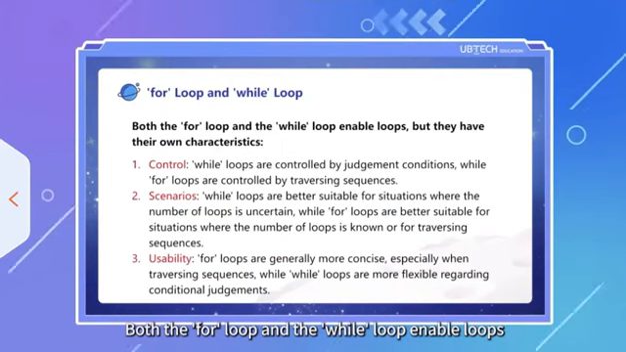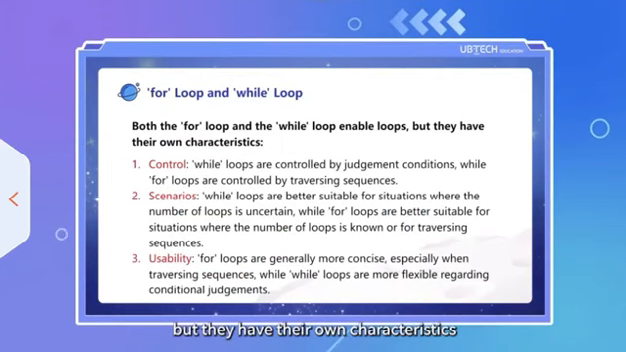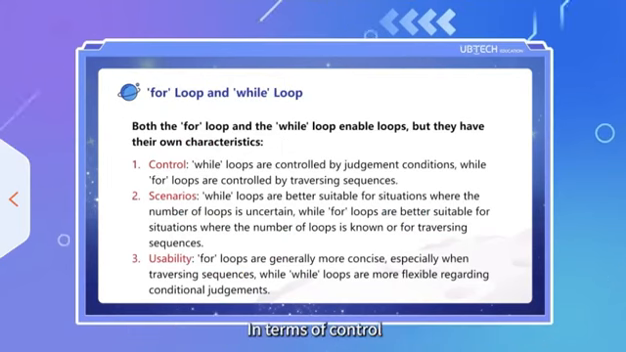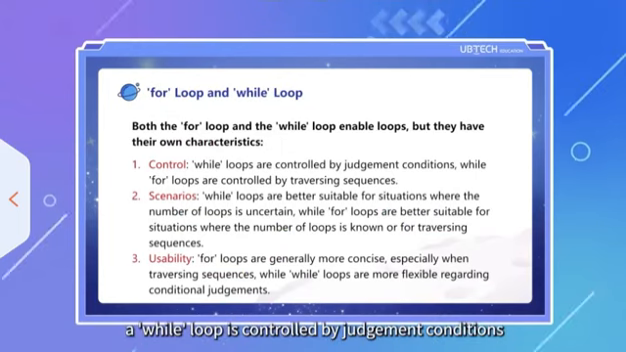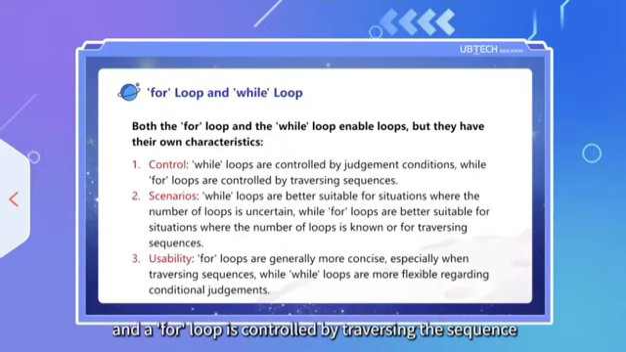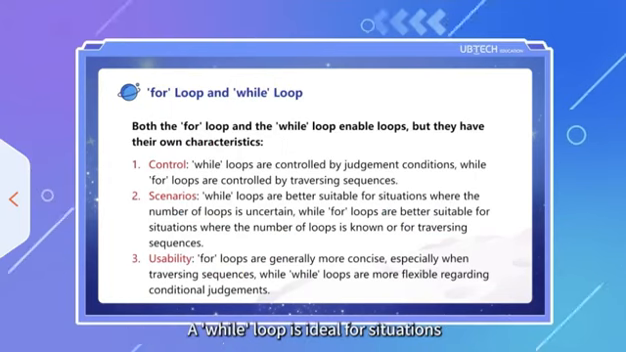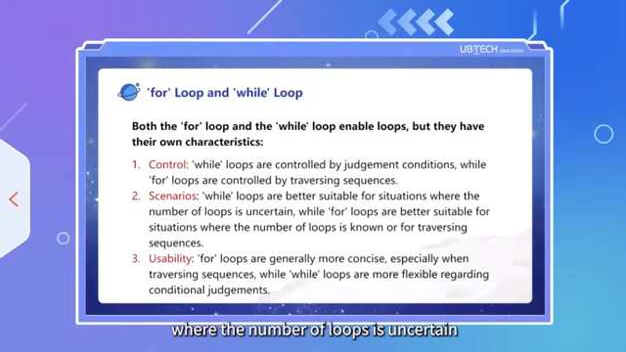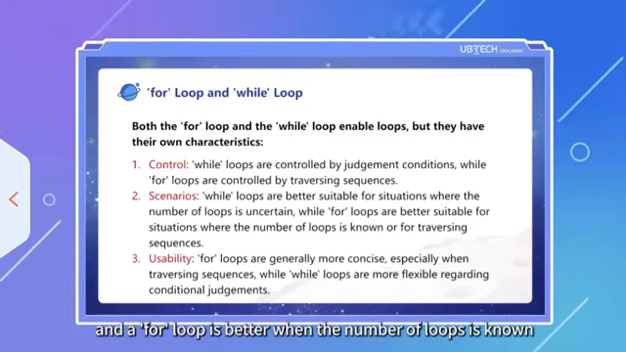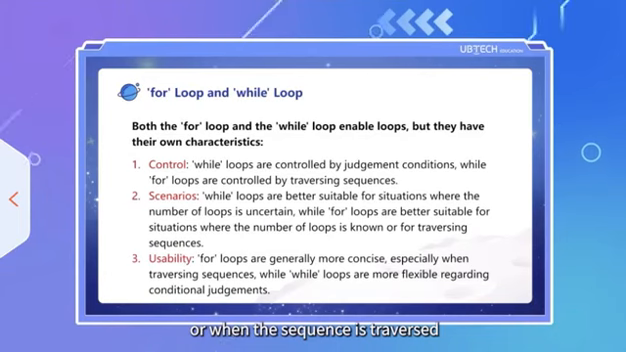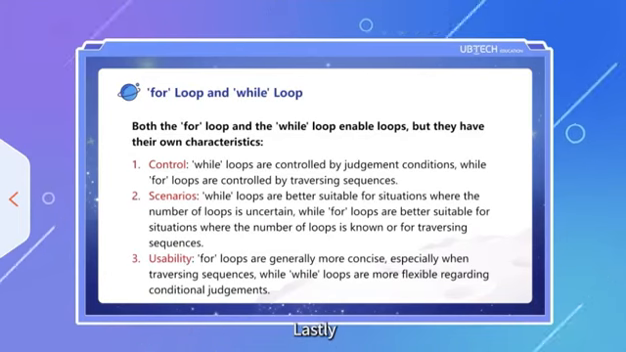Both the for loop and the while loop enable loops, but they have their own characteristics. In terms of control, a while loop is controlled by judgment conditions, and a for loop is controlled by traversing the sequence. A while loop is ideal for situations where the number of loops is uncertain, and a for loop is better when the number of loops is known or when the sequence is traversed.